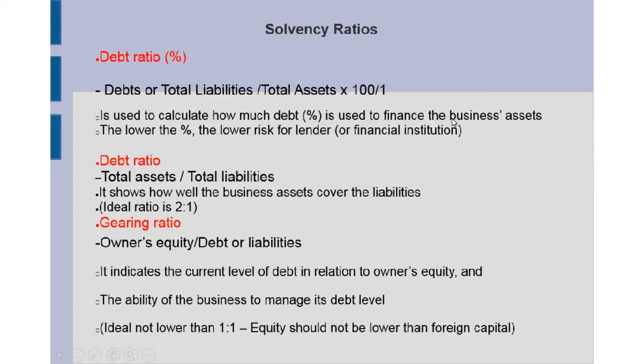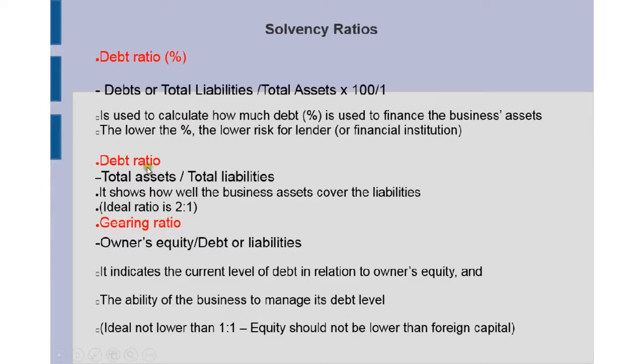So this is then used to calculate how much debt as a percent is used to finance the business's assets. The lower the percent, the better for the business, because then it's a lower risk for the lender or the financial institution. Remember, these are the exact same calculations that the banks or the financial institutions will do to determine whether you as a business can get a loan or not.